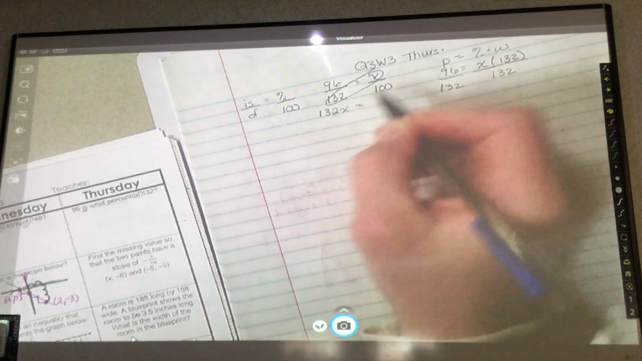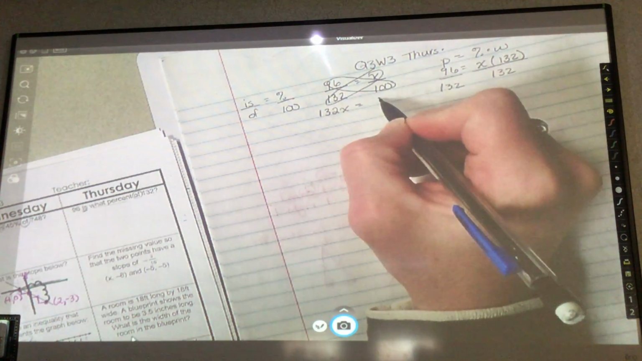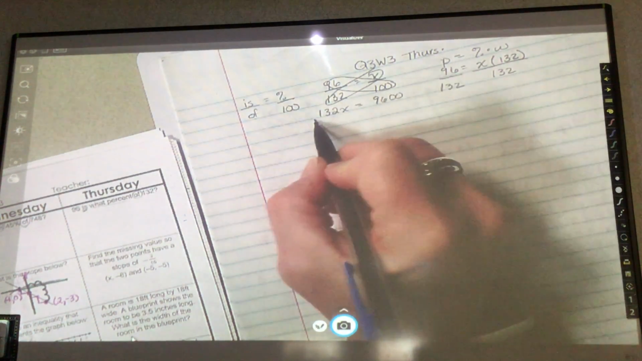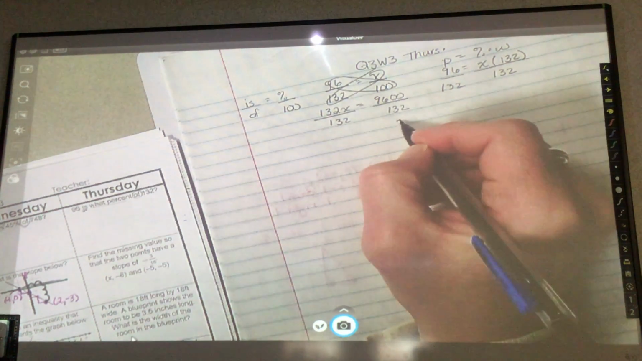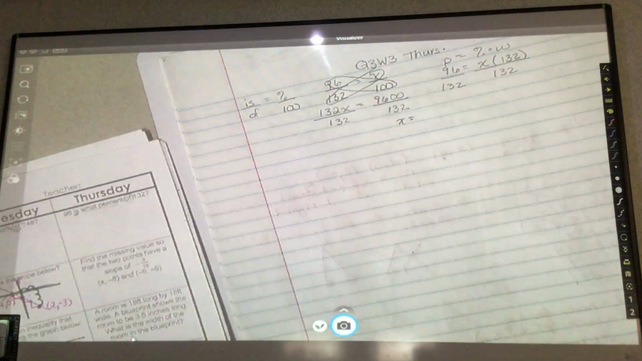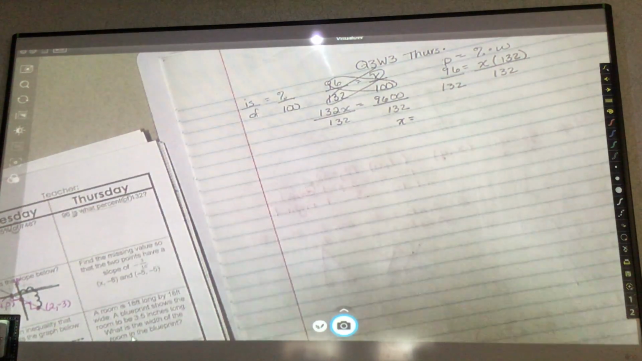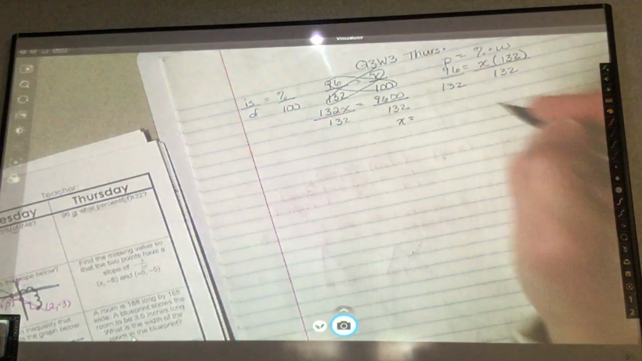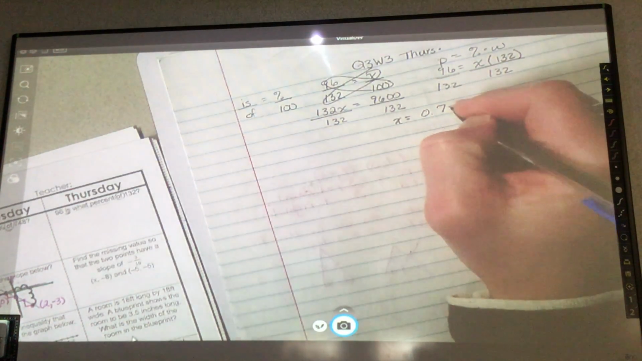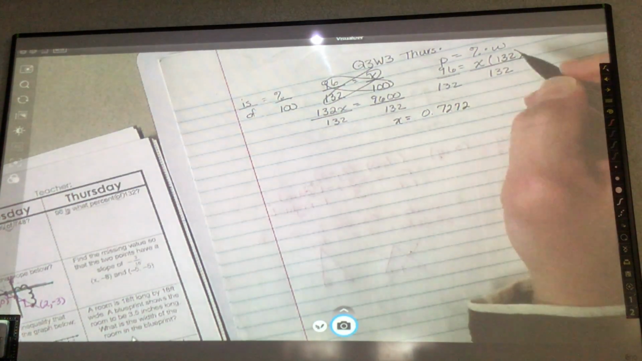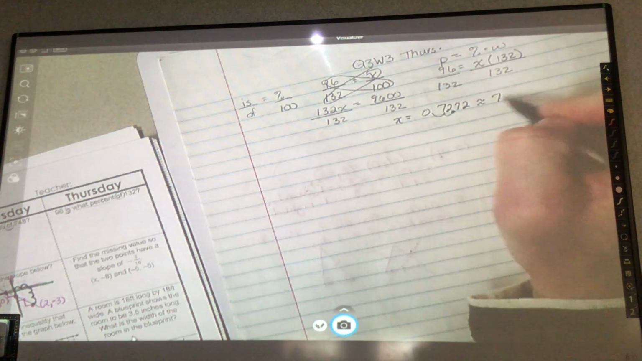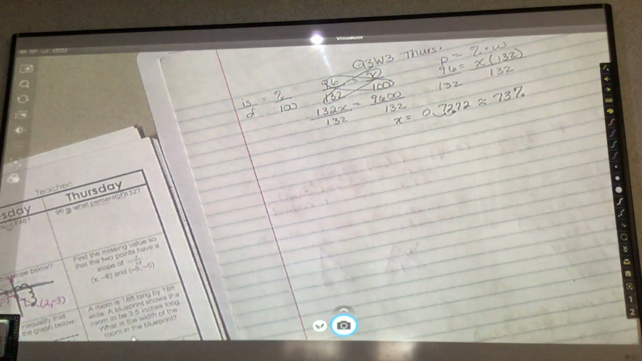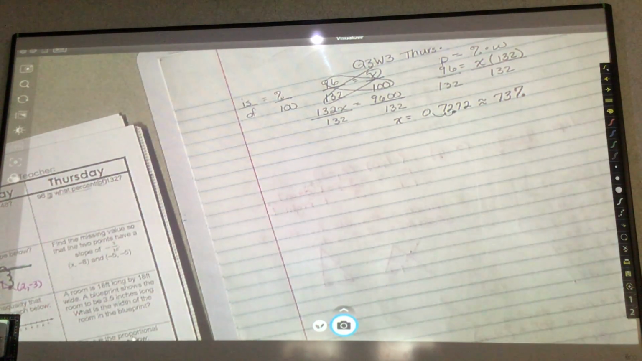Or this way, cross product. Then you divide by 132, divide by 132, x equals, in my calculator it was 0.7272. So I'm moving the decimal over and I'm going to round it to 73%. Any questions on that?